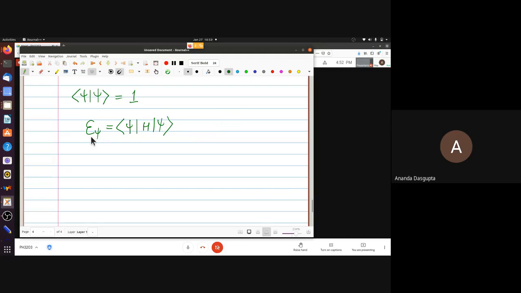Now, what can you tell about the relationship between this and the energy eigenvalues of the system? Let's say the energy eigenvalues are E0, E1, E2, E3, and so on, and they have been ordered. So E0 is the lowest energy, E1 is the next, E2 is the next, and so on. Suppose you have a situation like this, and you have a ground state energy E0. What can you say about a relationship between this particular expectation value and these quantities?